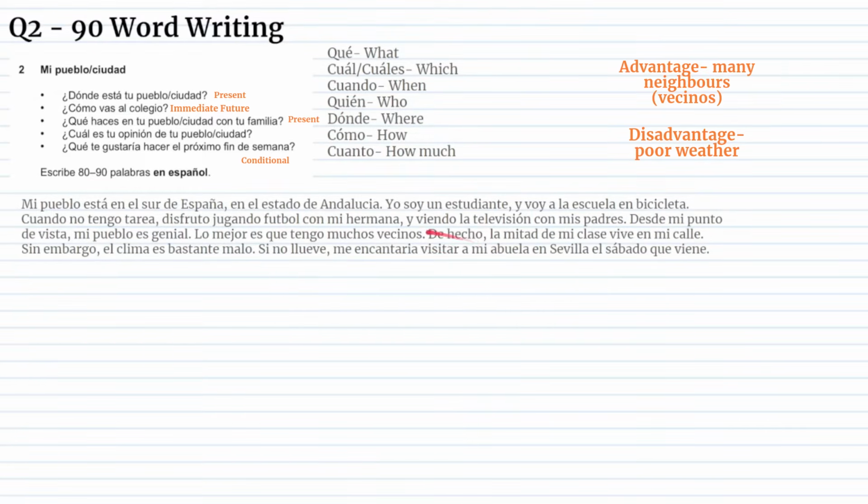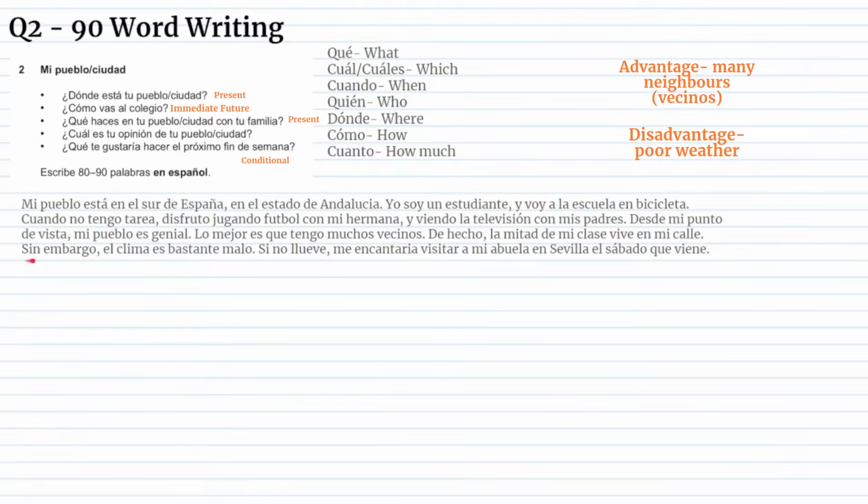De hecho, in fact, la mitad de mi clase vive en mi calle. And this is great as well because mi clase connects right back to the fact that I'm a student, right? Before I was talking about how I go to school, now I'm talking about the kids in my school that live on my street, which connects to my point of having many neighbors. It all ties together. I hope you guys understand. This all ties together. That's really the goal. We want it to all flow. We don't want to just answer one by one by one by one. And I'm sorry if I'm saying that a lot, but that's really the main point of these 90-word writing questions.